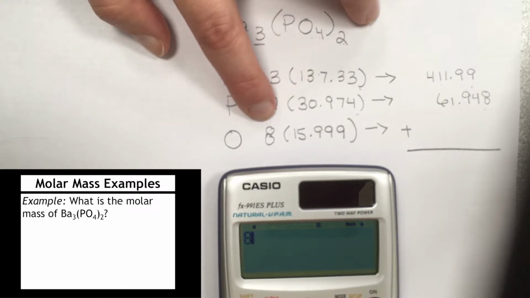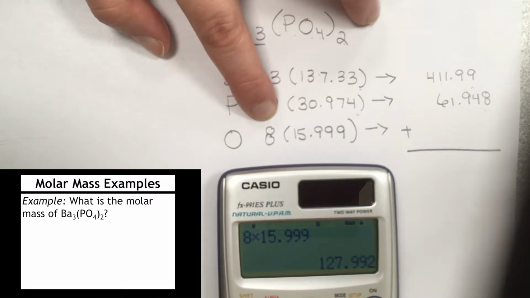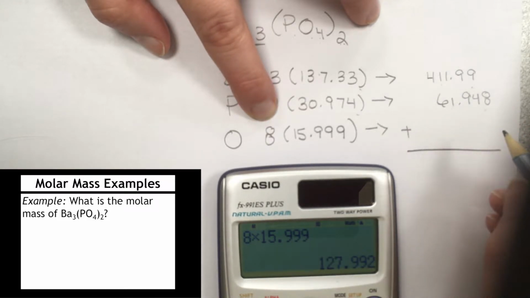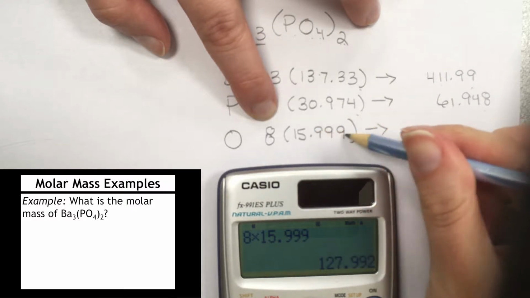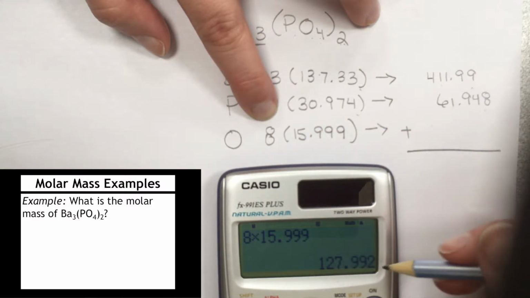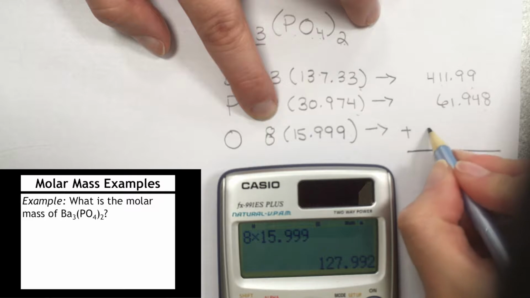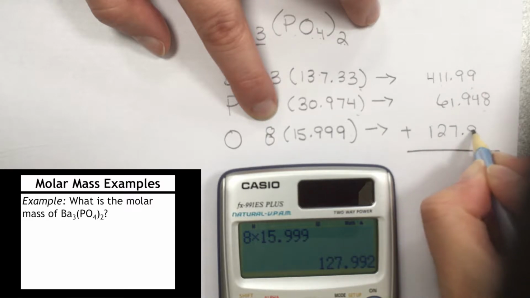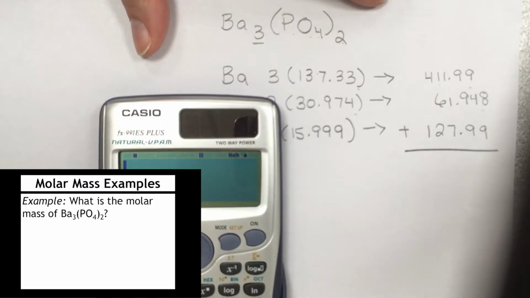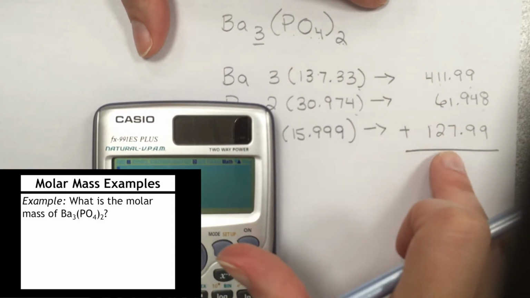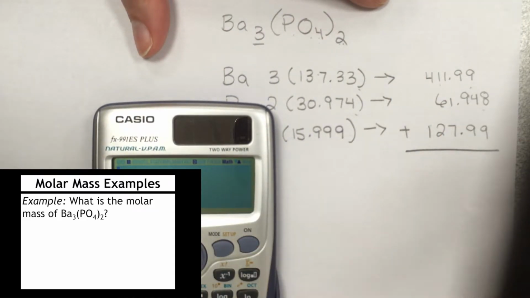And then 8 times 15.999. Now this one we will have to change. So we have 5 significant figures here, so we need 5 here, so we're going to have to cut off the 2. It's not going to round the 9 up, so we're just going to cut it off. So we have 127.99. All right, we have our numbers. We're just going to add these, and then we should have our answer.